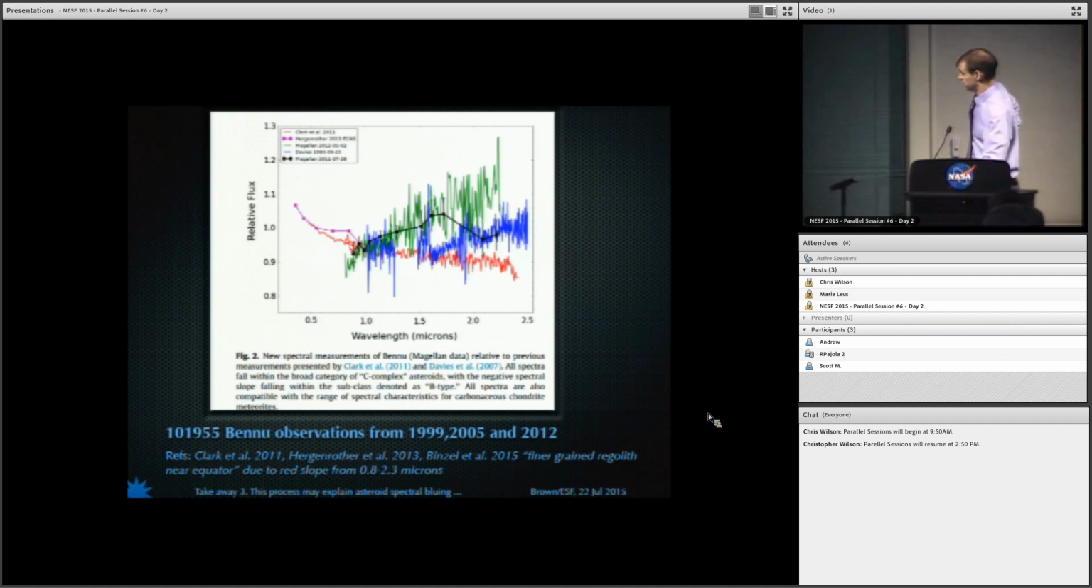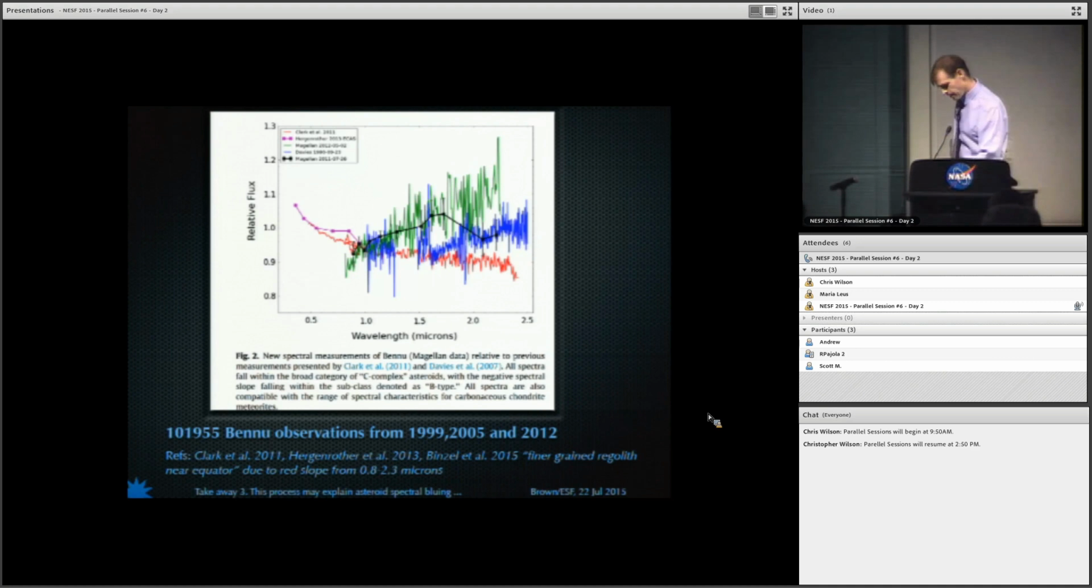But now for the crux of this talk. So these spectra here are all taken of Bennu, and the red spectra here is from Beth Clark's work in 2011 that I just showed spectra from. And the green and blue spectra are from Binzel et al. 2015, where he was following up the observations of Clark. Unfortunately, the Binzel spectra do not go shortward of 0.8 microns, which is the critical region for the effect that I'm actually talking to you about today.